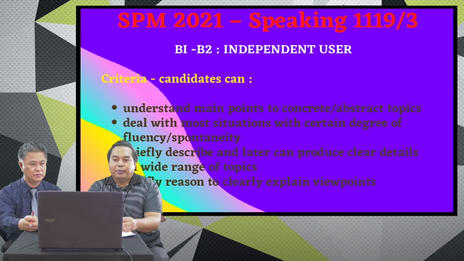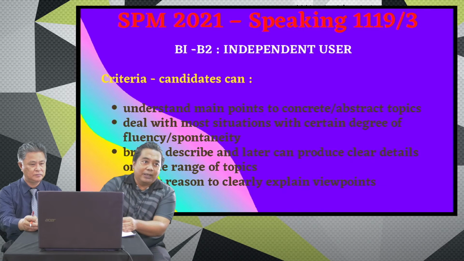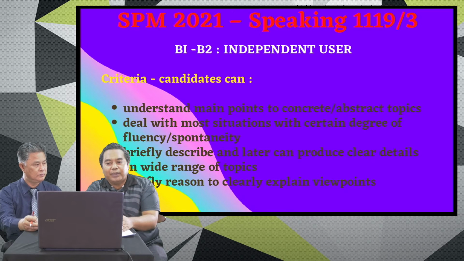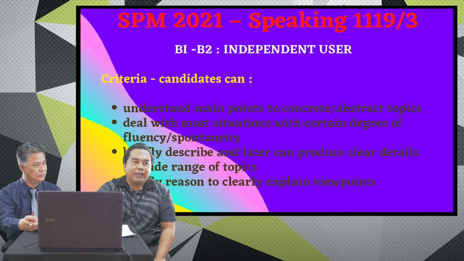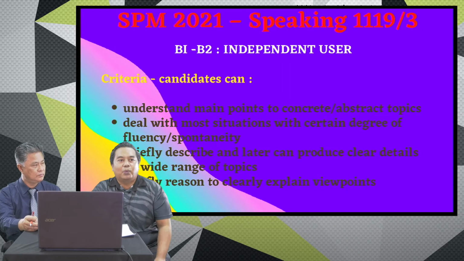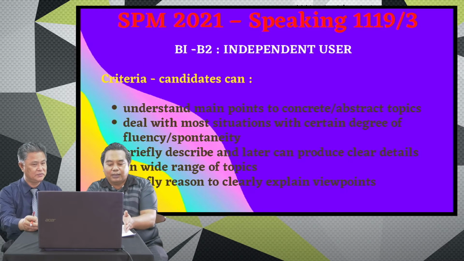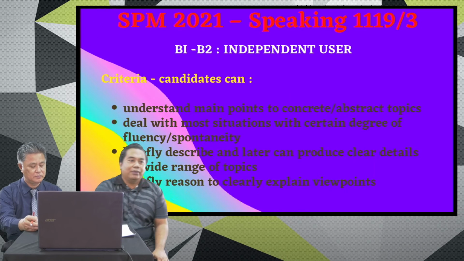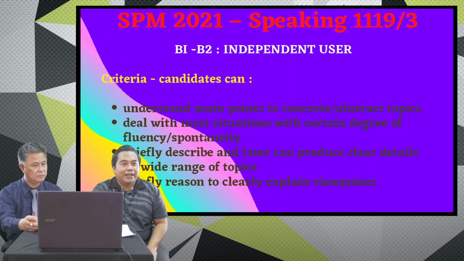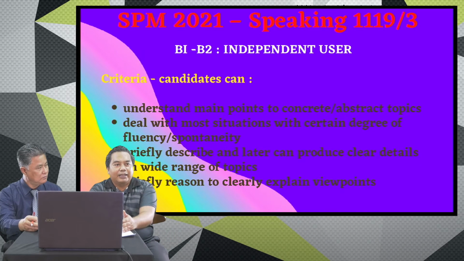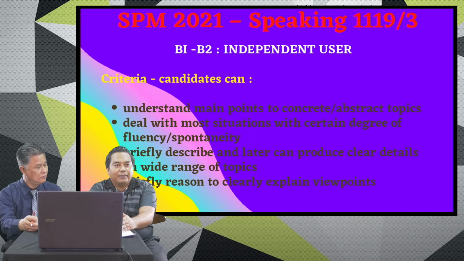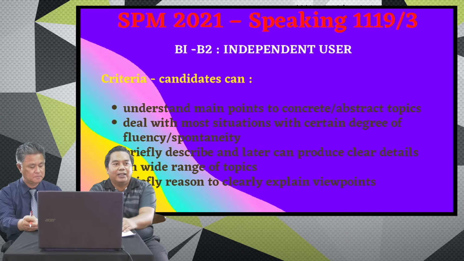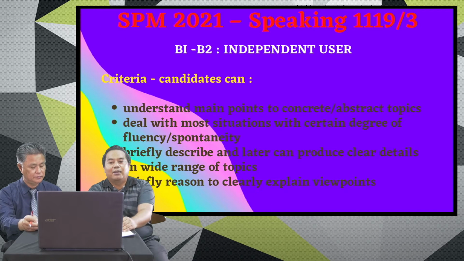Okay, B1 to B2 independent user. It is independent user. A is the basic user. So B1 and B2 are independent users, and C1 and C2 are the excellent users, the professional users. Independent users means they can study by themselves, they can improve by themselves. Well, A1, the basic users, they will need a lot of guidance. Independent, they can learn by themselves.